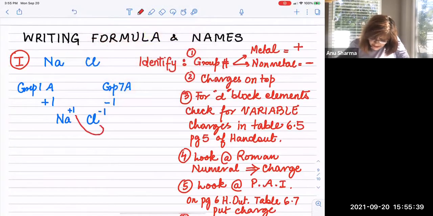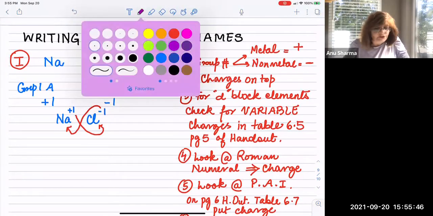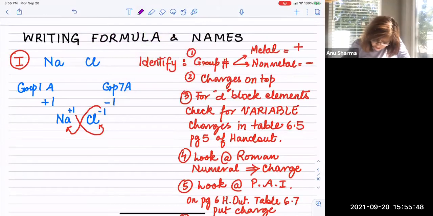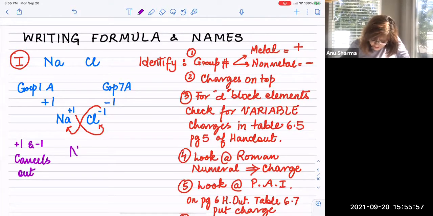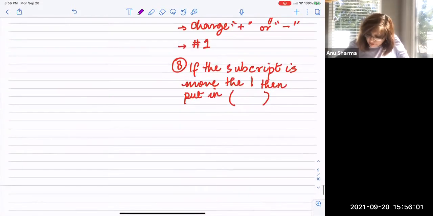Remember, for 1, we don't write the plus and minus. In other words, +1 and -1 cancel each other out anyways. So +1 and -1 cancels out. Therefore, what do we get? We just get NaCl.